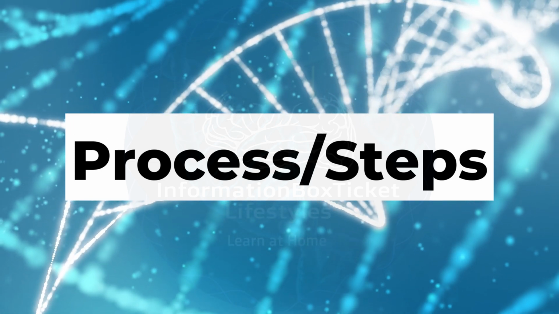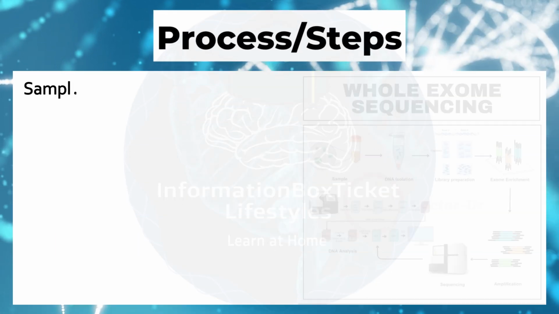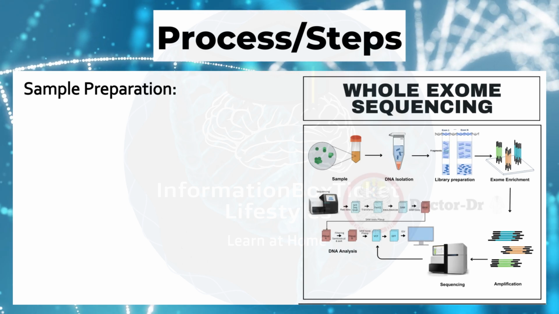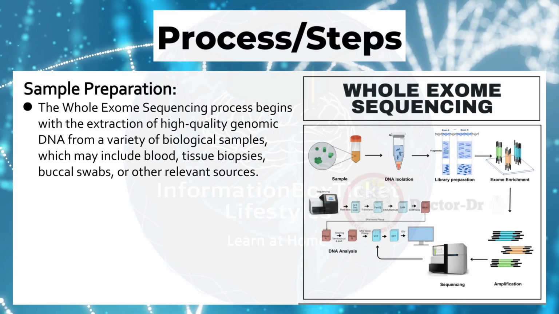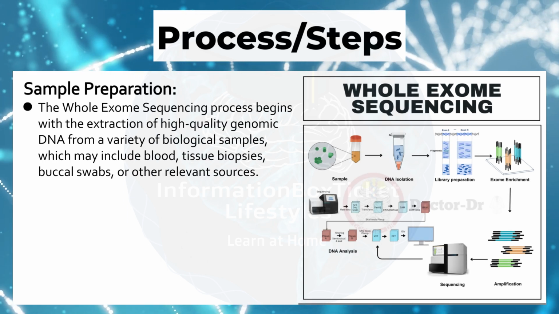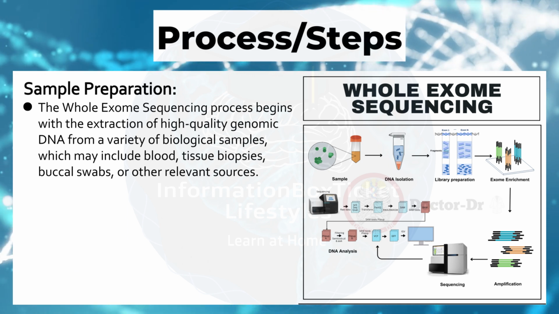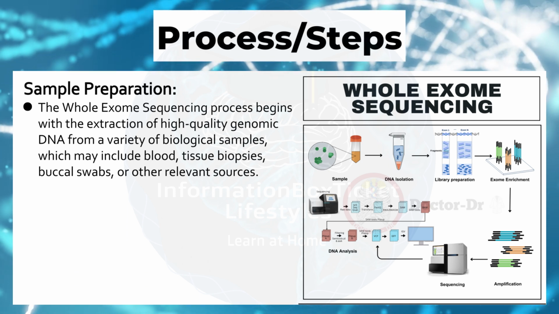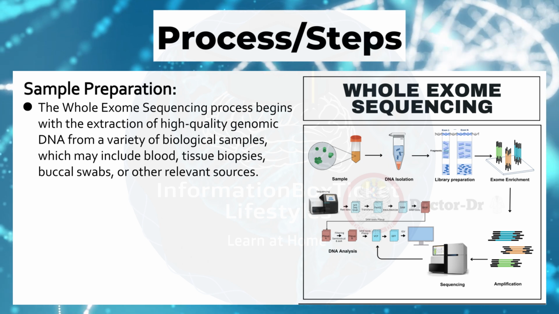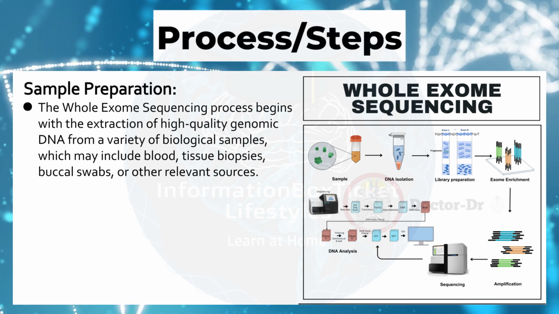Process steps of whole exome sequencing. Sample preparation. The whole exome sequencing process begins with the extraction of high-quality genomic DNA from a variety of biological samples, which may include blood, tissue biopsies, buccal swabs, or other relevant sources.